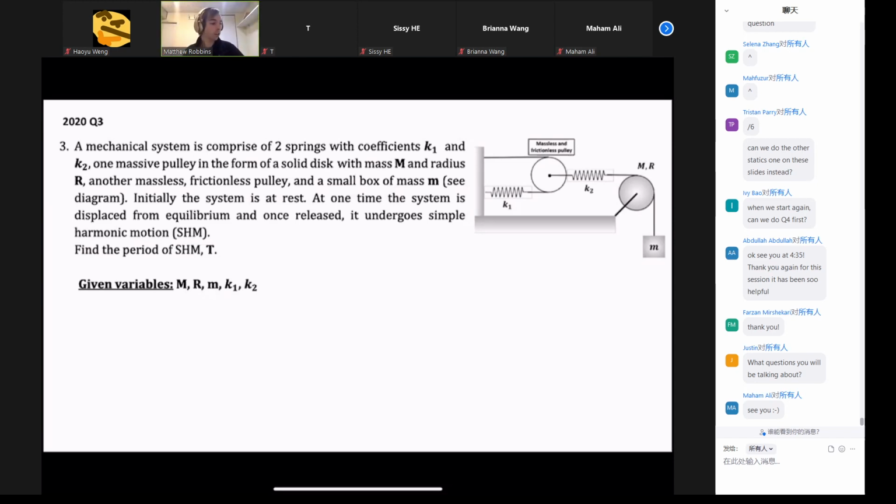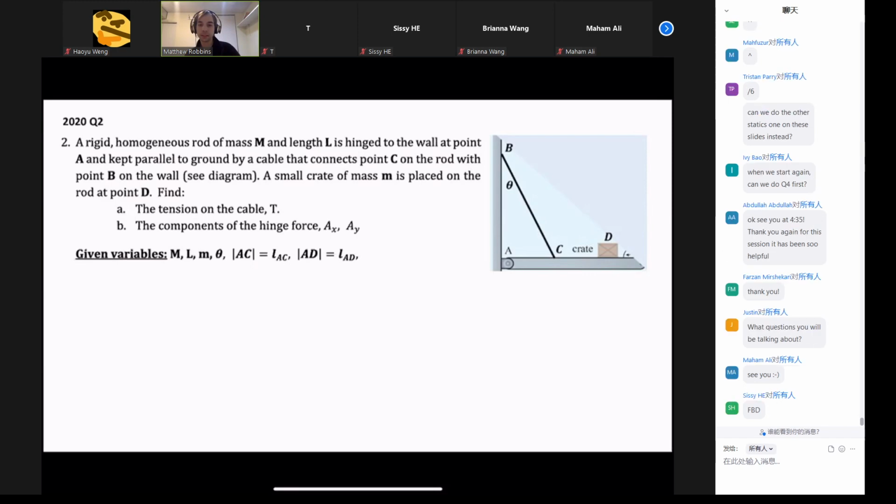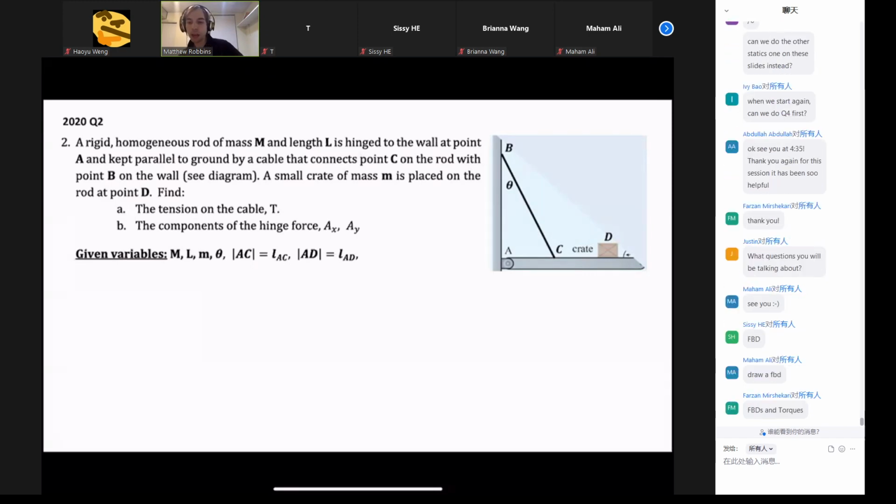Okay, it's 4:35. Let's get started again, where what I'm going to do is quickly go over question 2, since that's the order that I said we'd go over the question in, and then we'll move on to question 3. So whenever you see an equilibrium problem, how would you approach it? Free body diagram and torque.